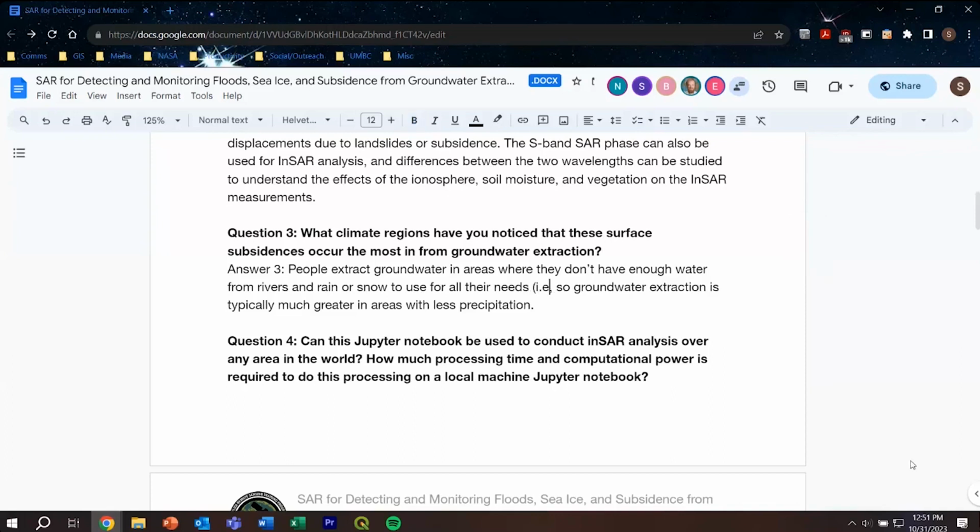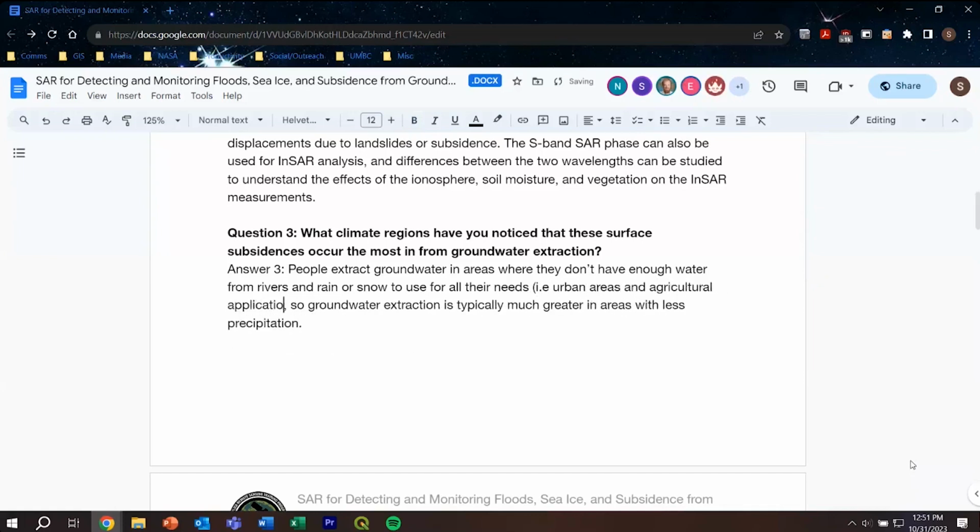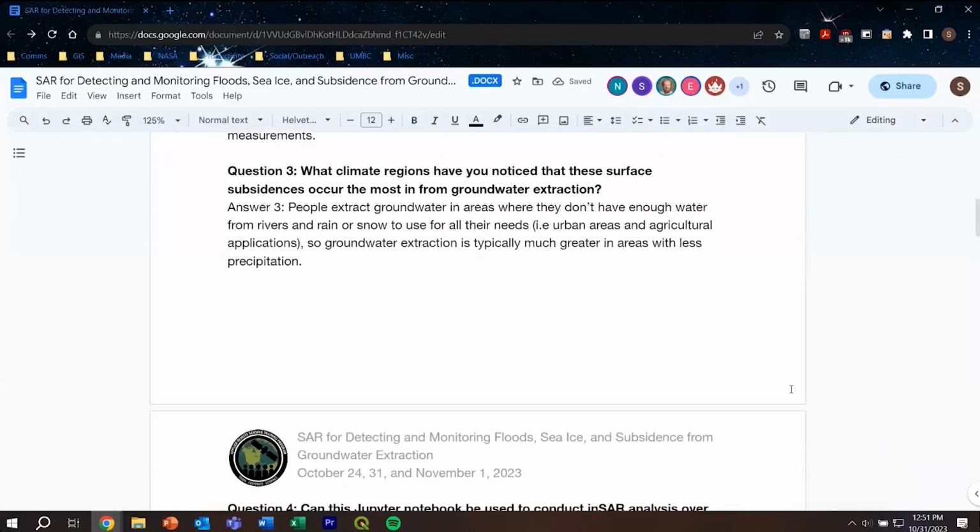So we see the effects of groundwater extraction in places where there's much less precipitation. In places where it rains all the time, typically there's no need to extract water from the ground.